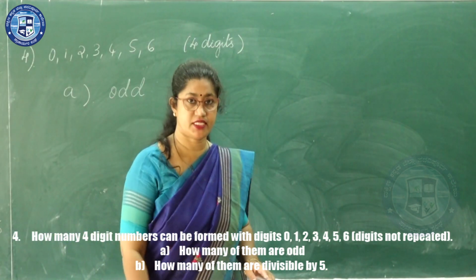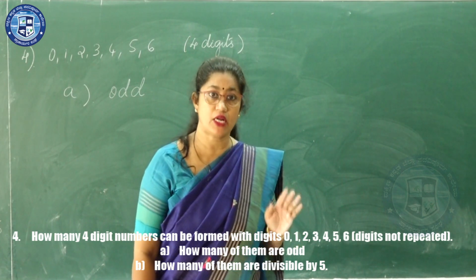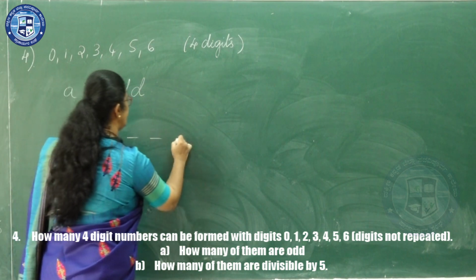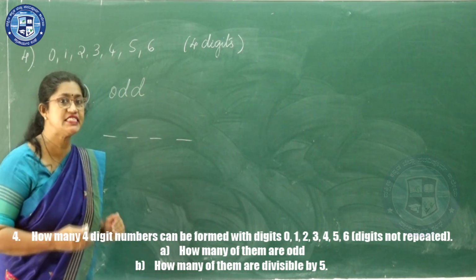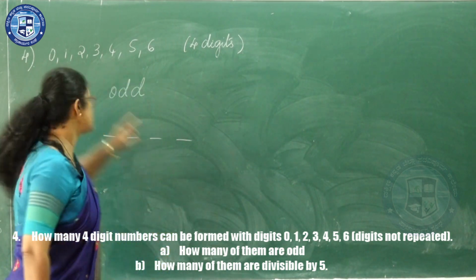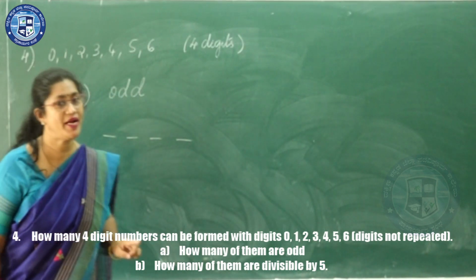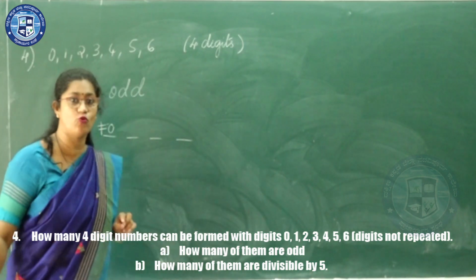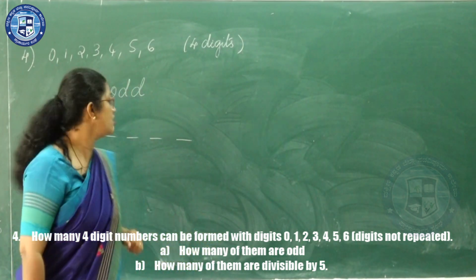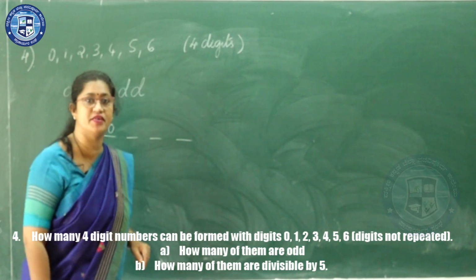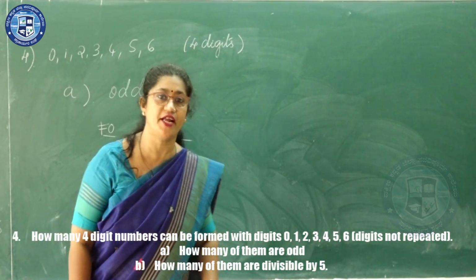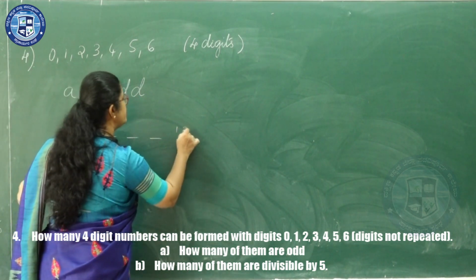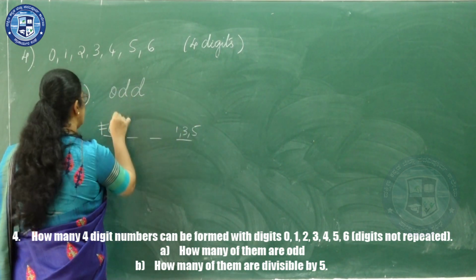How many of them are odd? The question is, how many of them are odd? And they are again 4-digit numbers. So 1, 2, 3 and 4. What is the restriction now? 0 is there. Automatically there is a restriction, and that is this cannot be 0. There is one more restriction. What is that? I want it to be an odd number. And if it has to be an odd number, then the last digit can be only 1, 3 and 5.